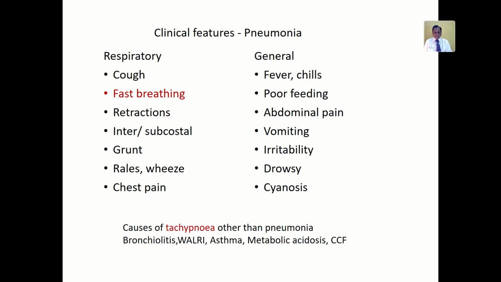Coming to the clinical features of pneumonia, we can broadly classify them as respiratory symptoms and general symptoms. When the alveoli get filled with inflammatory exudate, as the filling increases, hypoxemia increases, and the child has progressive symptoms of dyspnea. To start with, cough, fast breathing, retractions, grunting, and when the hypoxia is severe, it may go on to irritability, drowsiness, all these things.